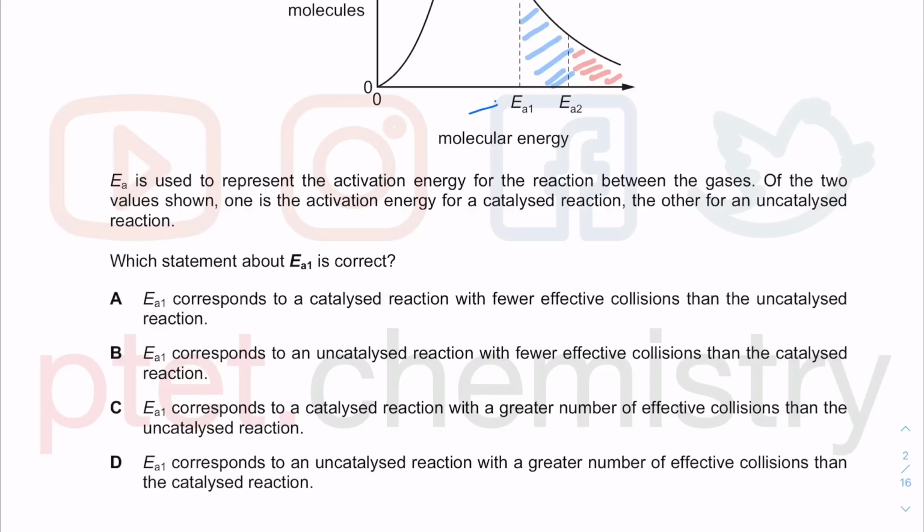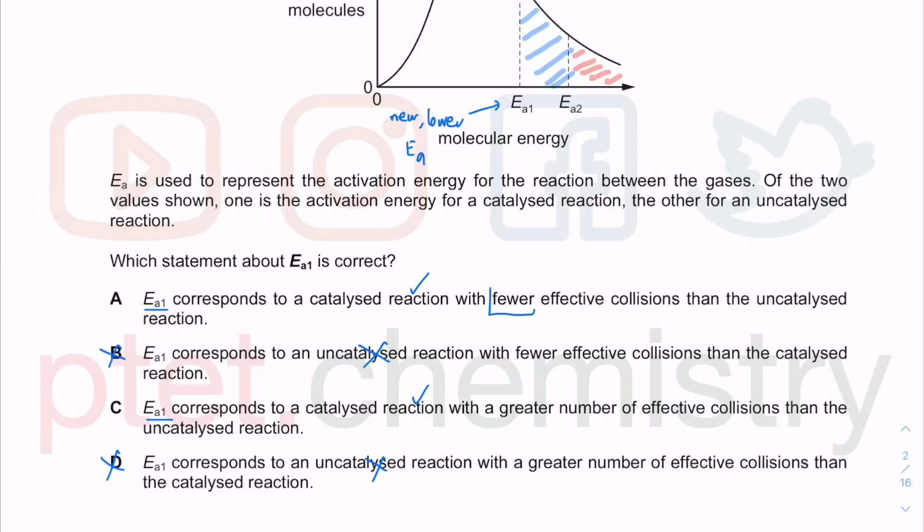Well, it is a new lower activation energy, and that can only happen if you have an alternative reaction pathway as a result of the use of a catalyst. And this one will be from a catalyzed reaction. So EA1 is a new lower activation energy from a catalyzed reaction, which means uncatalyzed is going to be wrong. So we're left with between A and C.